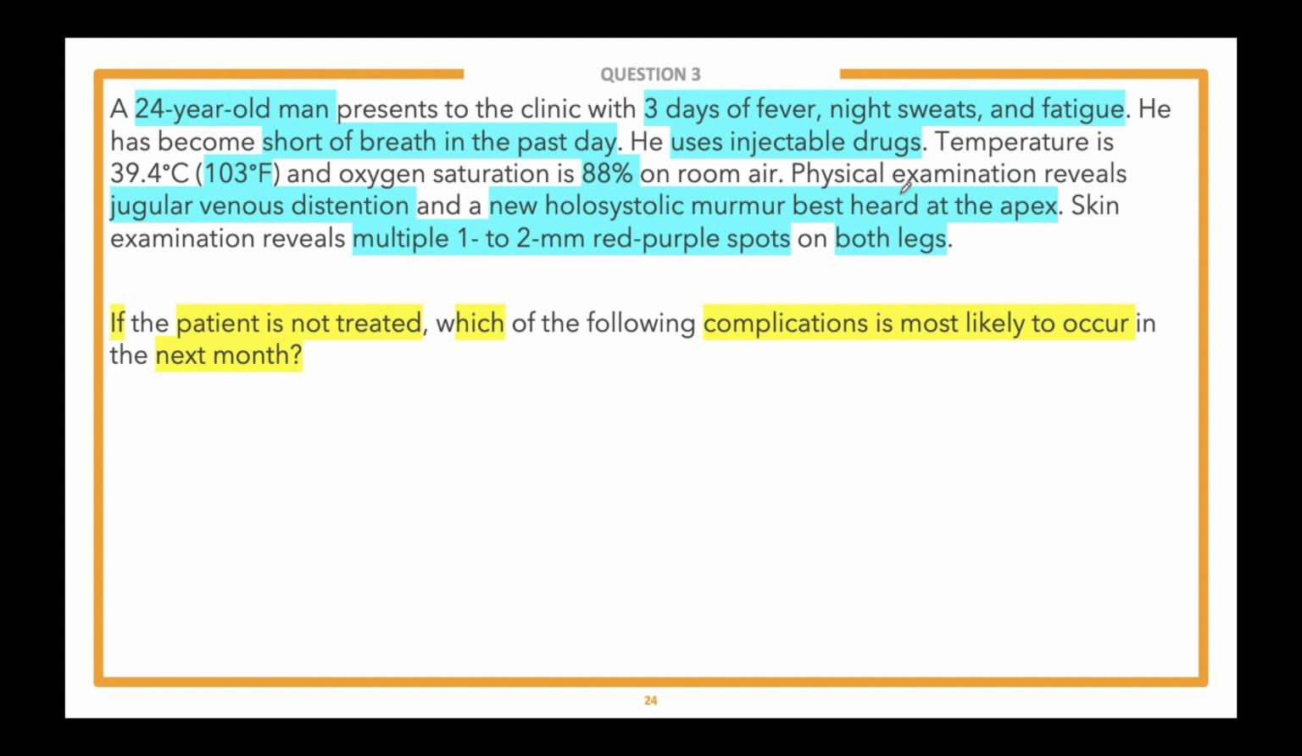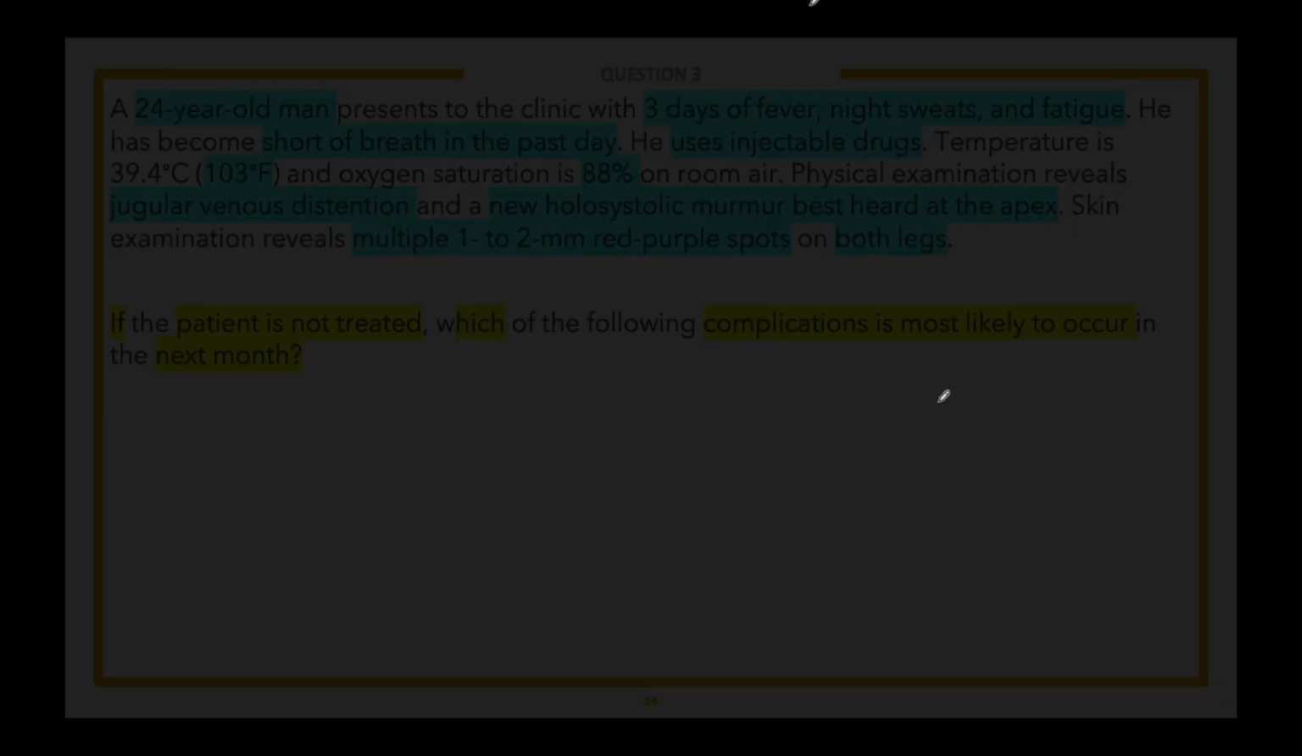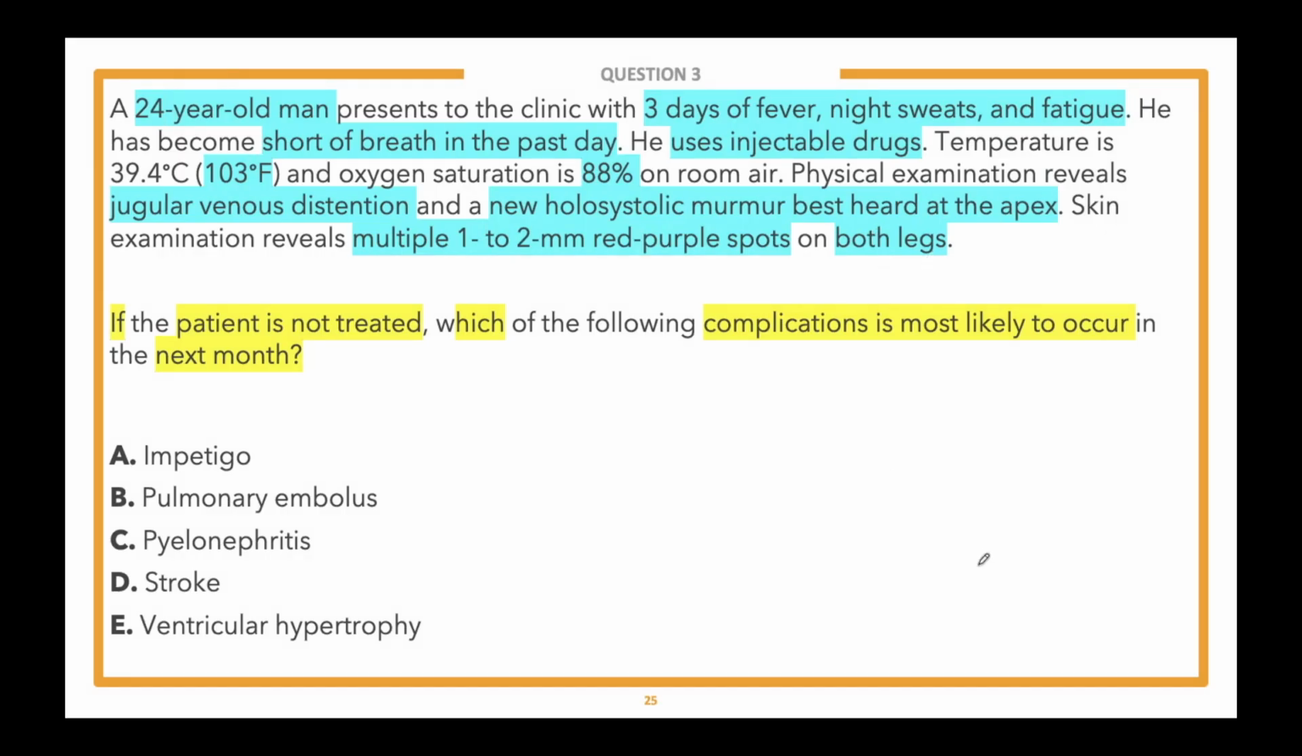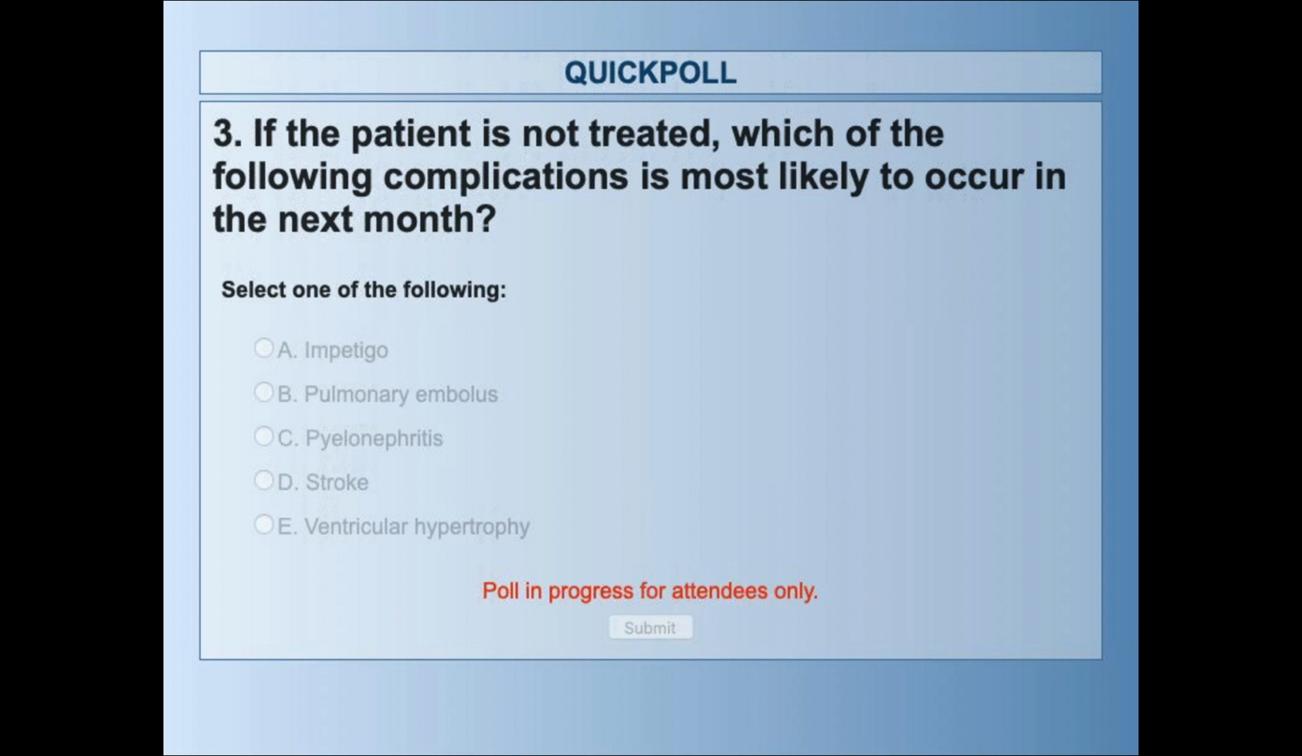So let's go ahead and take a look at those answer choices. We see answer choice E, ventricular hypertrophy, D, stroke, C, pyelonephritis, B, pulmonary embolus, and A, impetigo. Once again, we're going to open up that answer poll. Go ahead and select the complication you think is most likely to occur in the next month if this patient is not treated. And we'll talk about it in just a few seconds.